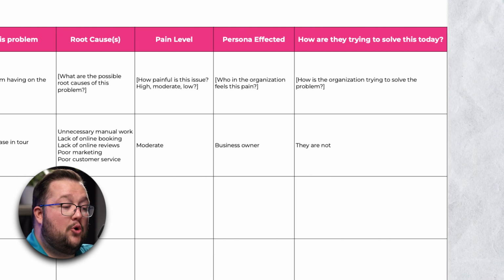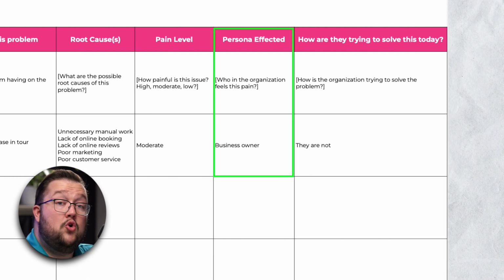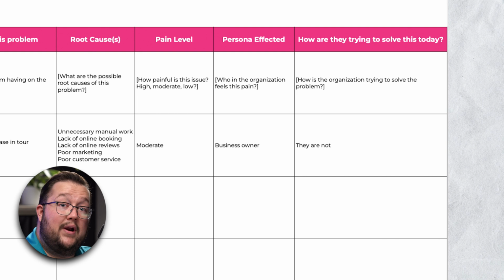The next column here is persona affected. So the question is, who is actually feeling the impact of this problem? In the example we used earlier, it's the business owner, right? Because the business owner ultimately is the one who cares the most about how profitable the organization is. But there are other people who may also feel the impacts of the problems that you are solving, all the way down to single operators who are actually doing the work, right? Maybe there's more manual work for them, so they feel a lot of pain because they have to do it. And then it's also creating pain for the business owner because they are less profitable than they could be.